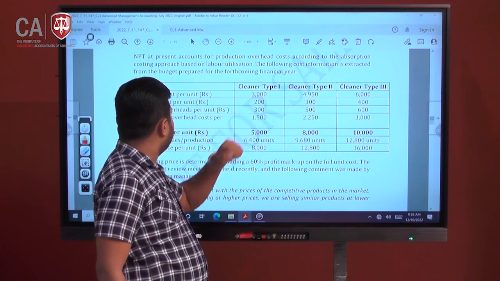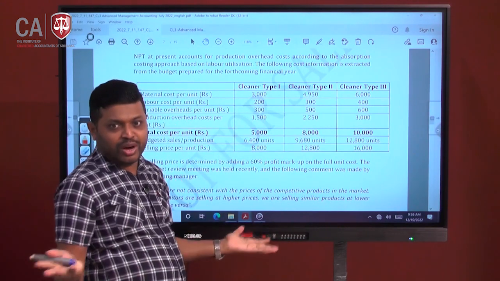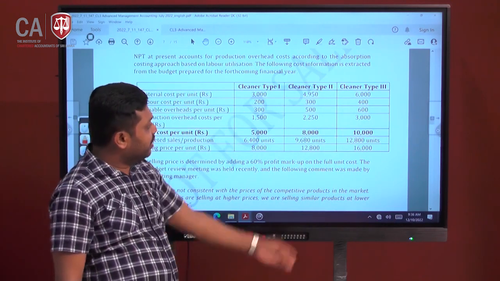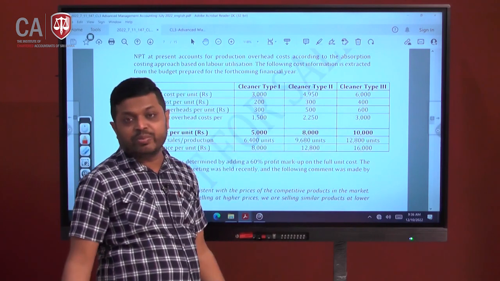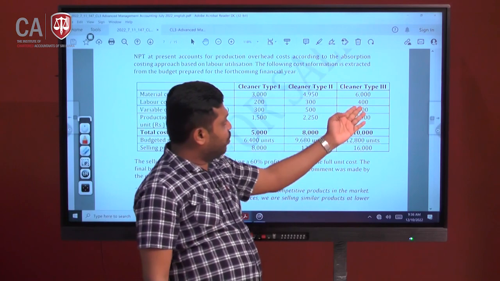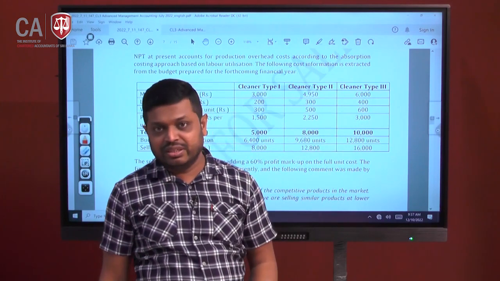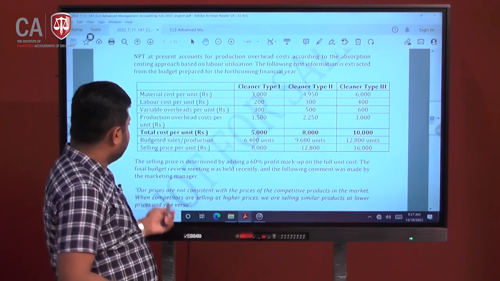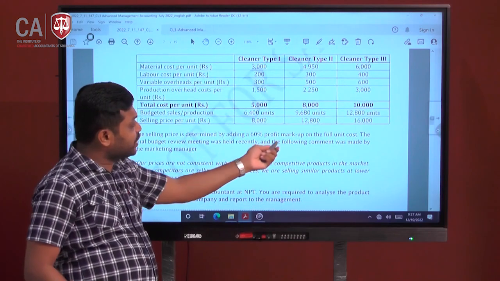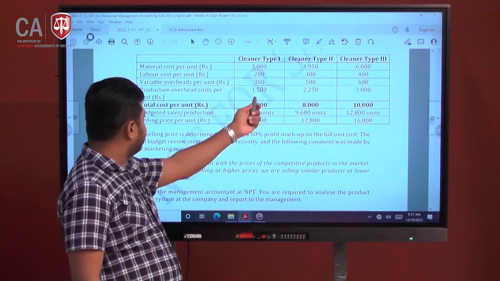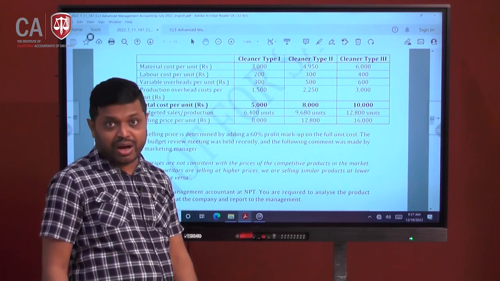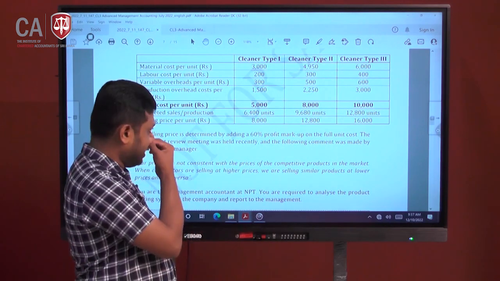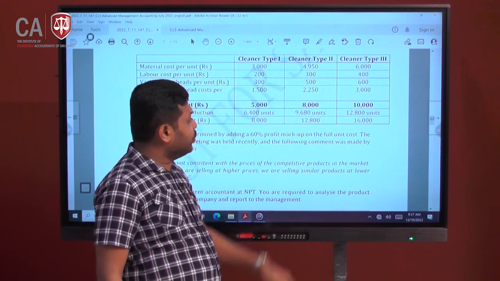Out of 5000, labor is only 200. Then 200 divided by 5000, only 4% labor is represented in the total production cost. Here 3000 divided by 8000, 3.75%. Then 400 divided by 10,000 is 4%. Then labor involvement for these products is low. Right. The selling price is determined by adding a 60% profit markup. You will add 60% to 5000: 5000 into 60% is 3000 profit markup, then it is 8000. Right, profit markup upon the full unit cost.